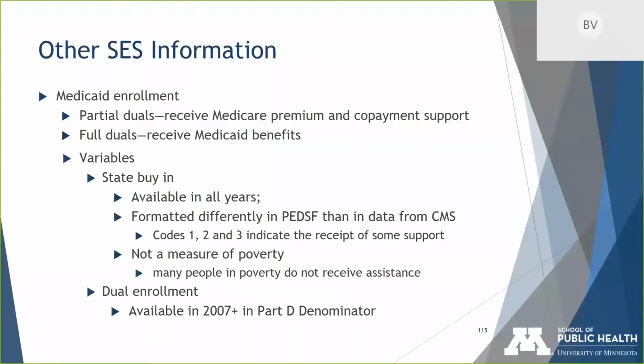And then there's also a variable for dual enrollment. Again, it tells whether they're dually enrolled in Medicaid and Medicare. It's available from 2007 plus in the Part D denominator file. So anybody that's enrolled in Part D will show up in that Part D denominator file, and you'll have information there.